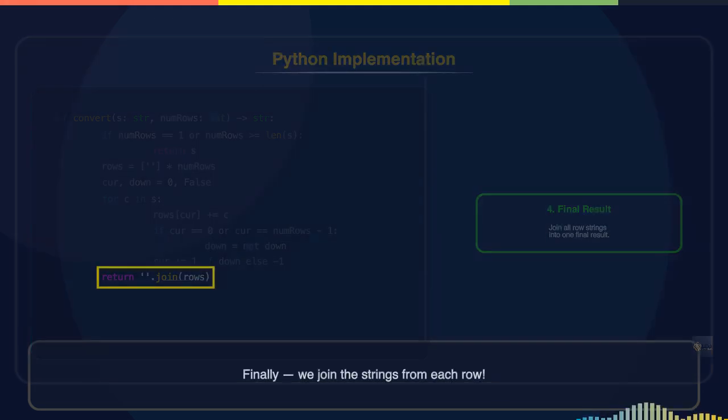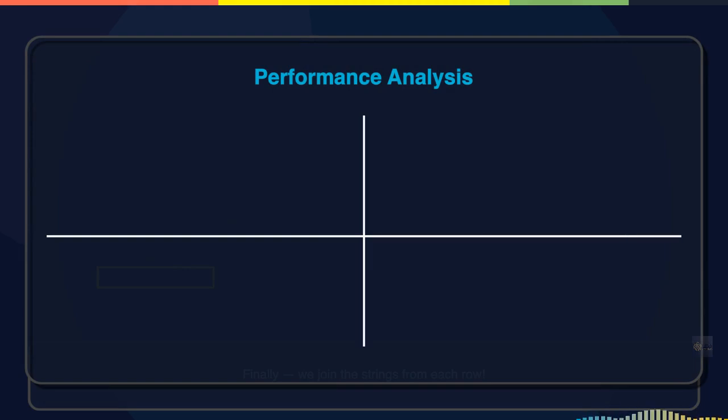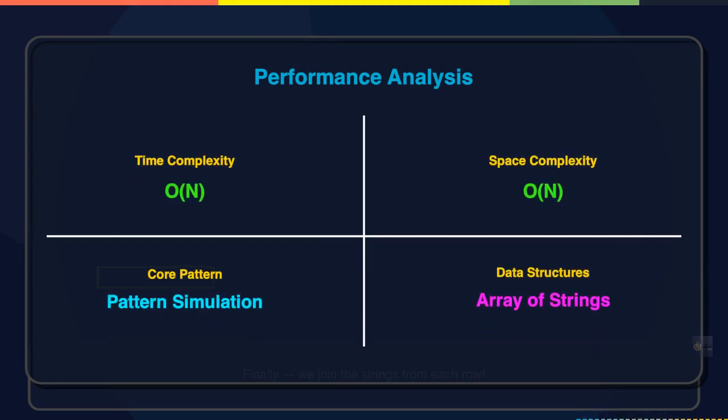Looking at the complexity, the time complexity is O of n, where n is the length of the string, because we visit each character exactly once. The space complexity is also O of n, since we store all characters in our row-based strings. And that is Zigzag Conversion mastered.